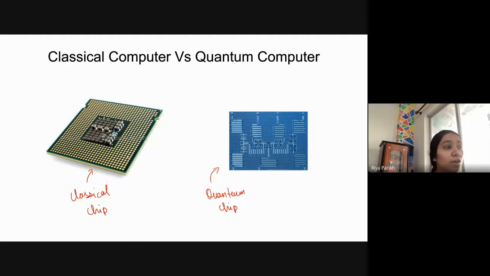On this classical chip, there are millions and trillions of transistors. But on this quantum chip, there are qubits. These little squares, you can see, are qubits. Just like we have bits in classical computing, we have quantum bits, or qubits, in a quantum computer. And this is just one type of quantum computer chip. These qubits are made up of superconducting rings.